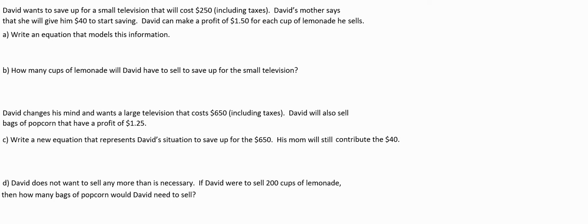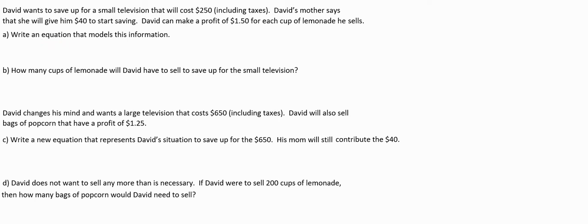So David wants to save up for a small television that's going to cost $250, which includes taxes. No tricks here. David's mother says that she will give him $40 to start saving. David can make a profit of $1.50 for each cup of lemonade he sells. So we're going to write an equation that models this information. Notice this is an equation, not an inequality.